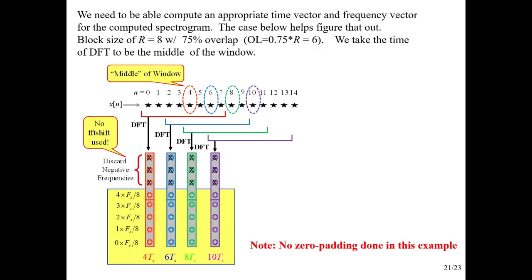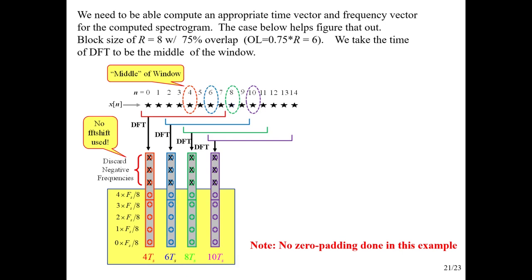So now I take another 8, compute the DFT, and extract the positive frequency side that I want. And where do those go on the time axis? Well, 6 is the kind of pseudo middle. So 6 times T sub S. T sub S is 1 over Fs. It's our time spacing. And so on and so on.